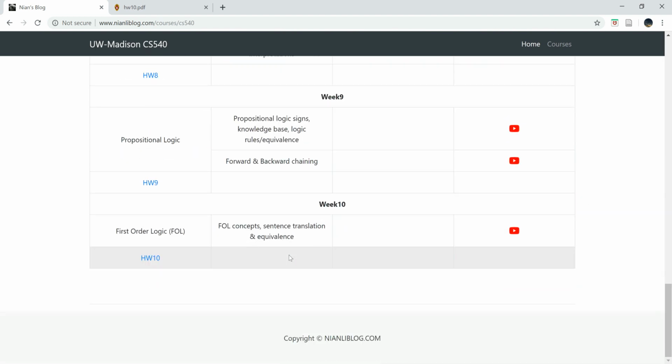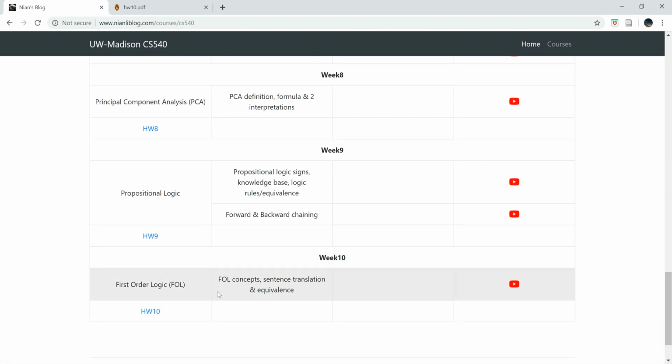So this week we talk about first order logic. I would like to talk about some basic concepts about FOL and some sentence translation, which is really important, and also the equivalence of formulas. So let's just jump into our tutorial.